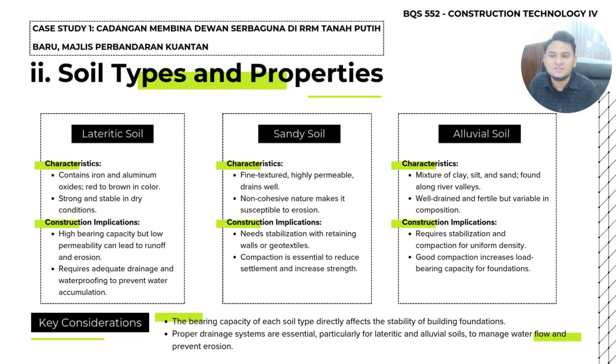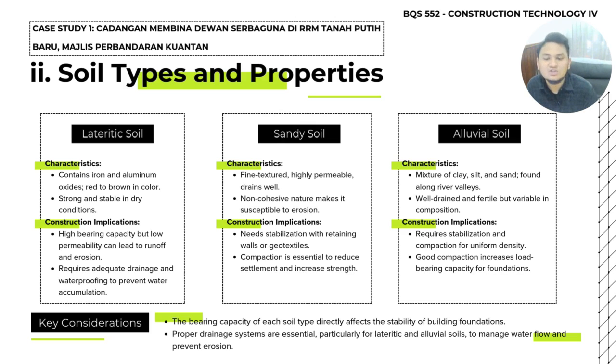So next, I would like to present about the soil types and properties that case study 1 uses. So the soil types that case study 1 uses: first, lateritic soil. The characteristic of the lateritic soil is that it contains iron and aluminum oxides, red to brown in color, strong and stable in dry condition. So the construction implication of lateritic soil is high bearing capacity but low permeability can lead to runoff and erosion. It also requires adequate drainage and waterproofing to prevent water accumulation.